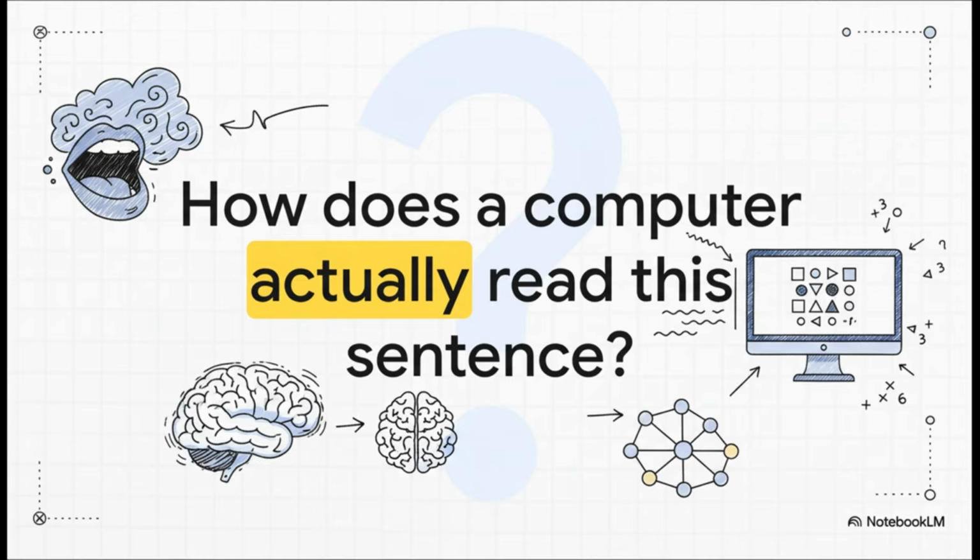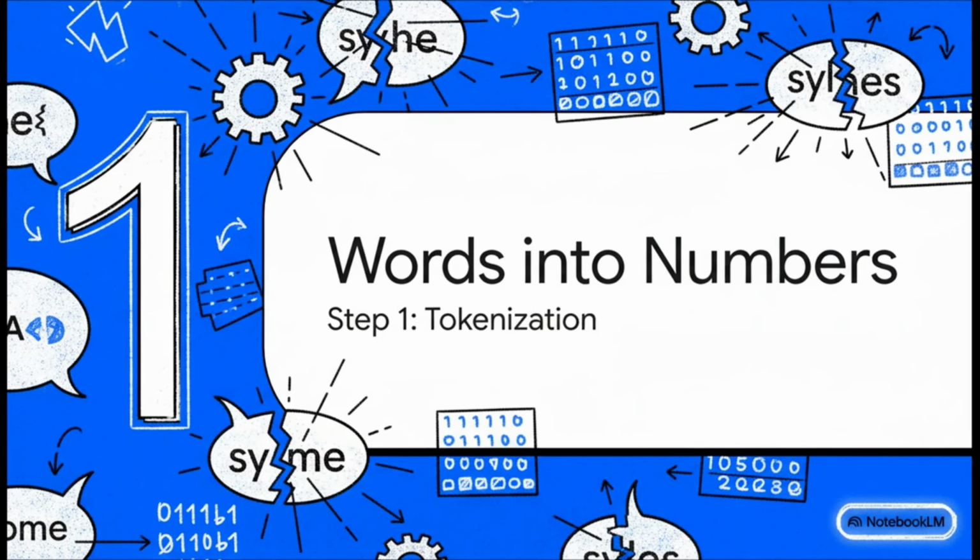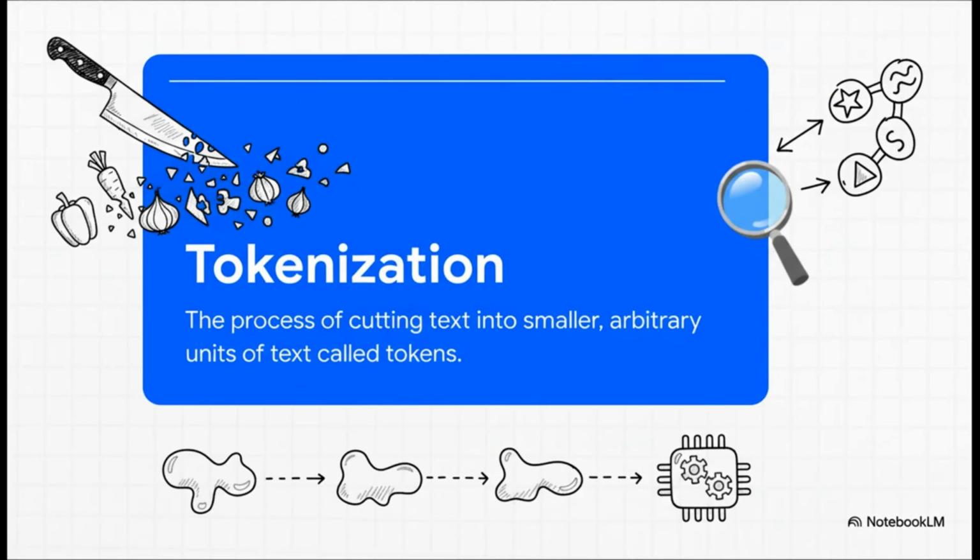That's the whole game. All right, so our first step on this whole journey is all about deconstruction. We've got to figure out how to chop up language into little, bite-sized pieces that a computer can actually handle. This is the absolute foundation for everything that comes next. And this process, it has a name.